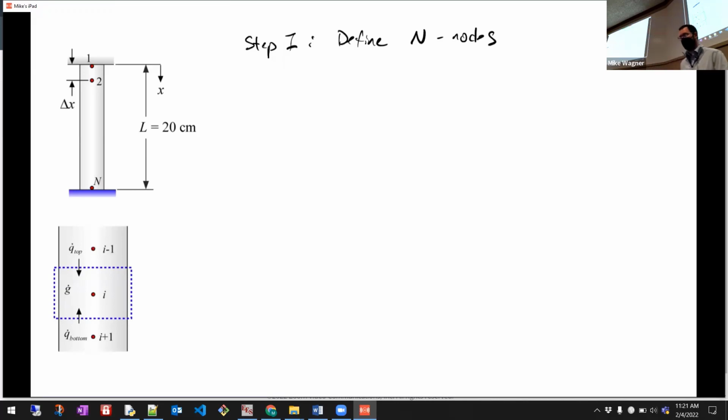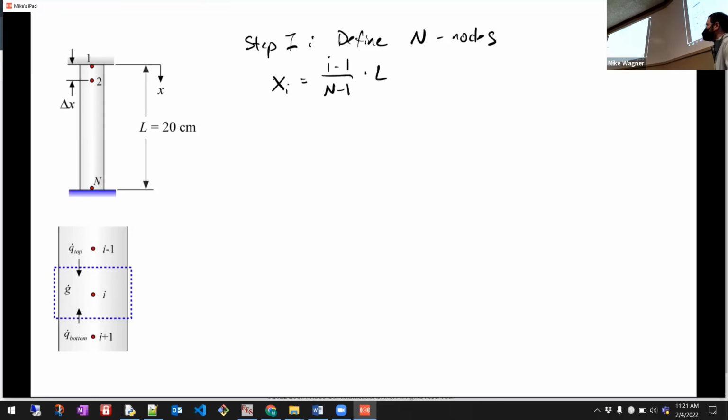So step one, define n nodes. And then we're going to write some equations for the position of the node. So let's say we want to compute the position of node x_i. What is our x position for the ith node? So I'm going to come up with an expression that gives me that position in terms of i. So here's the expression, I'll explain it: x_i = (i minus 1) over (n minus 1) times L.